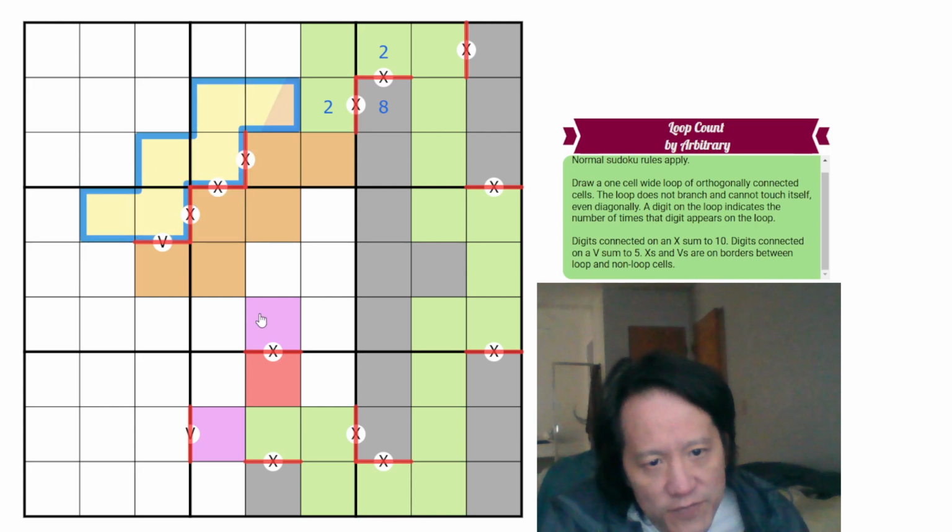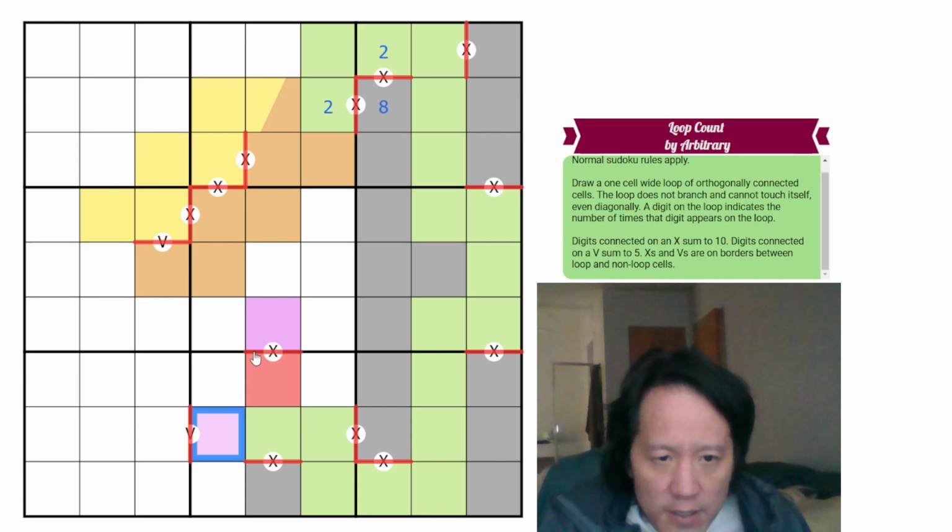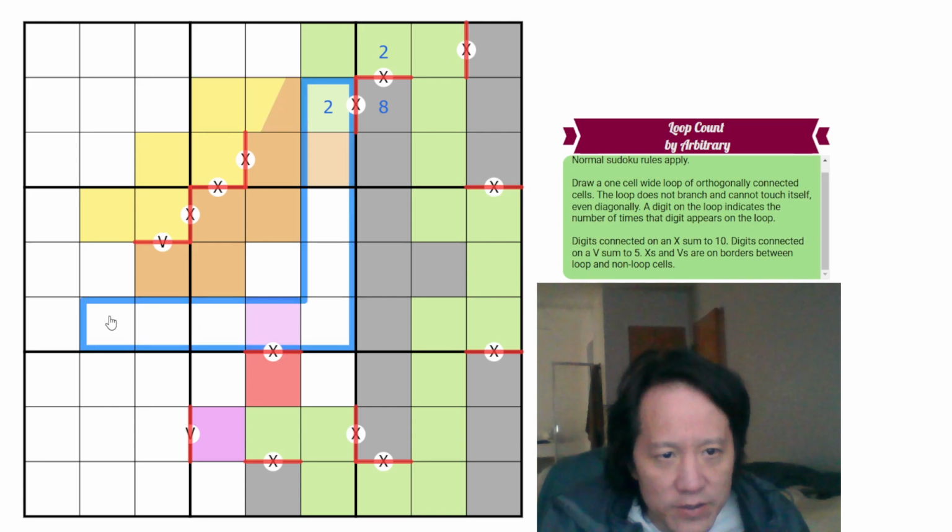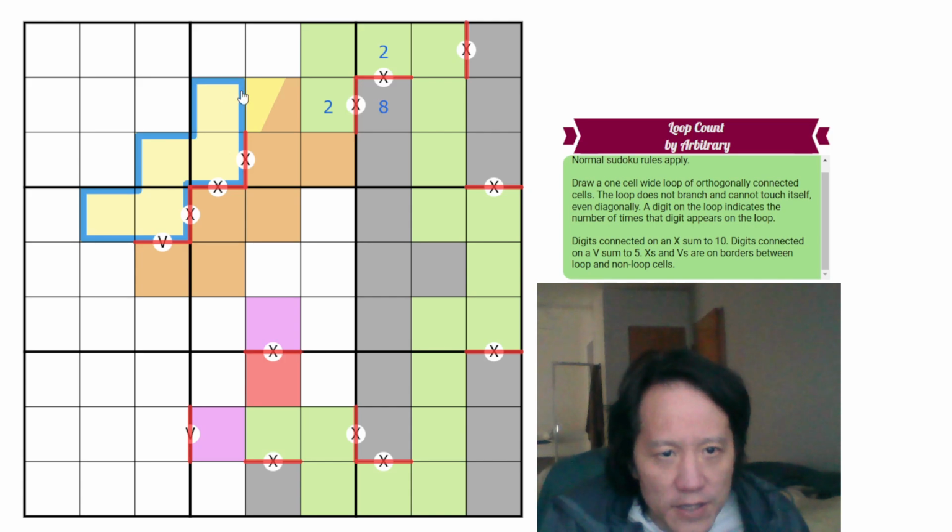But the problem is if this is a pink, this also has to be part of the loop, right? So if pink is part of the loop, then this pink is part of the loop. How do you connect here, right? Because this has to connect yellow this way, right? Because otherwise it can't really go here. You can't go here and then double back. So this one has to connect this way.